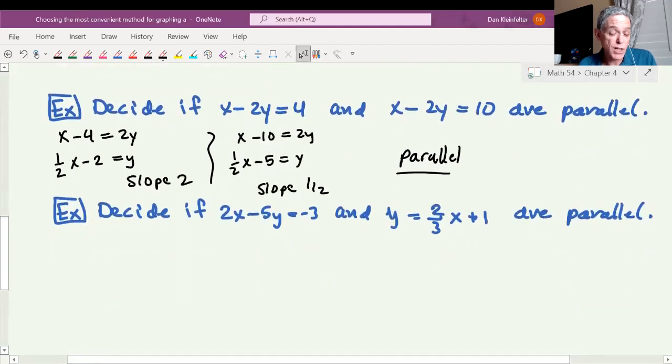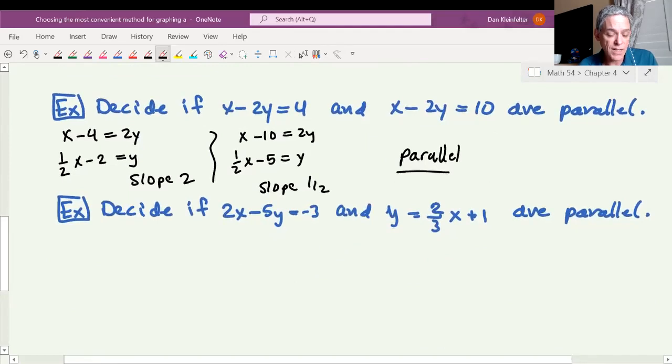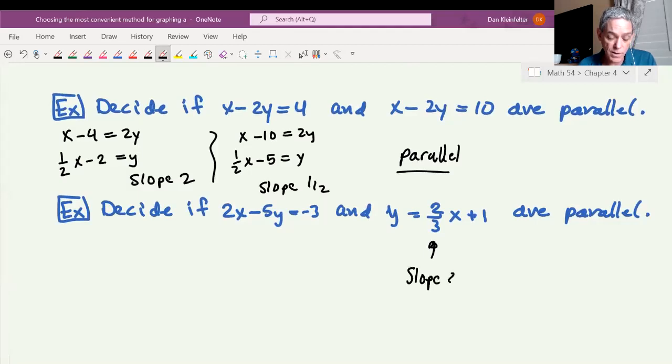Okay, this one's probably no, but we'll check. We're to decide if these two lines are parallel. The second one, I can tell at a glance that it has slope 2/3. It's in slope-intercept form. It makes it very easy to figure out what the slope is.